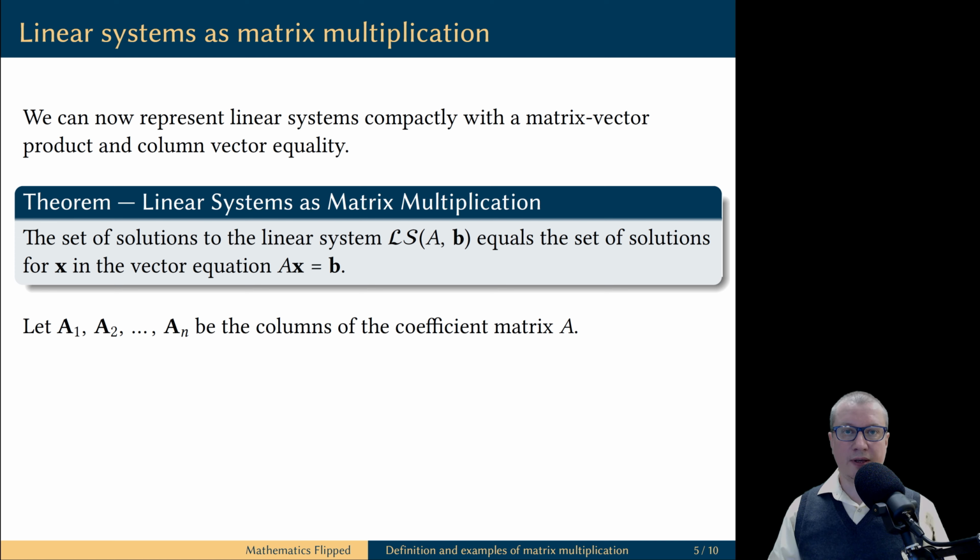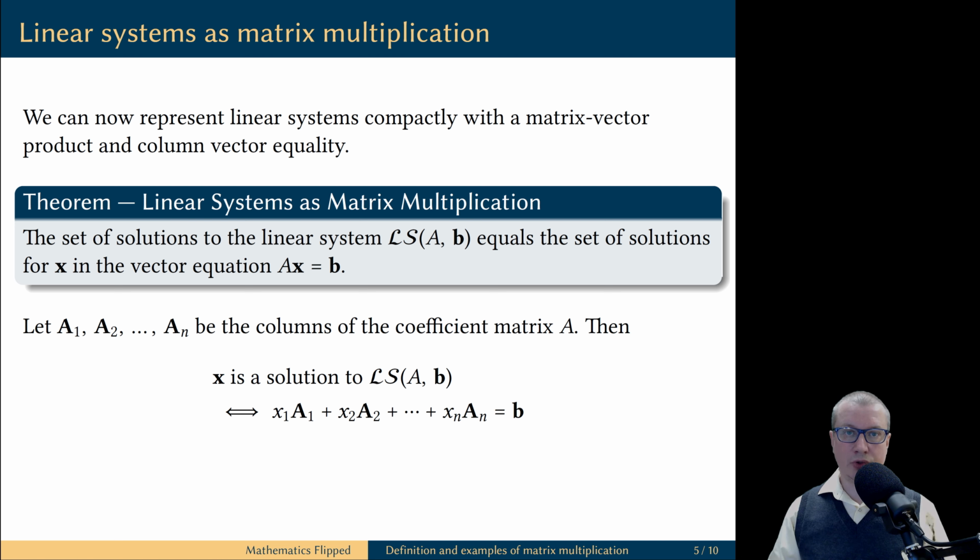To prove this statement, let's label the columns of the matrix A in our usual fashion. Then we already know that solutions to linear systems are linear combinations of the columns of the coefficient matrix that are equal to the vector of constants. And all we have to do now is to realize that the left-hand side of this expression is precisely the definition of the matrix vector product.